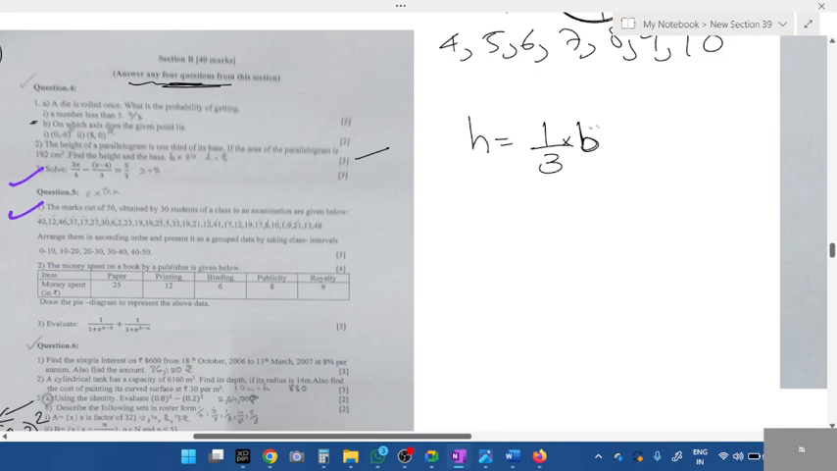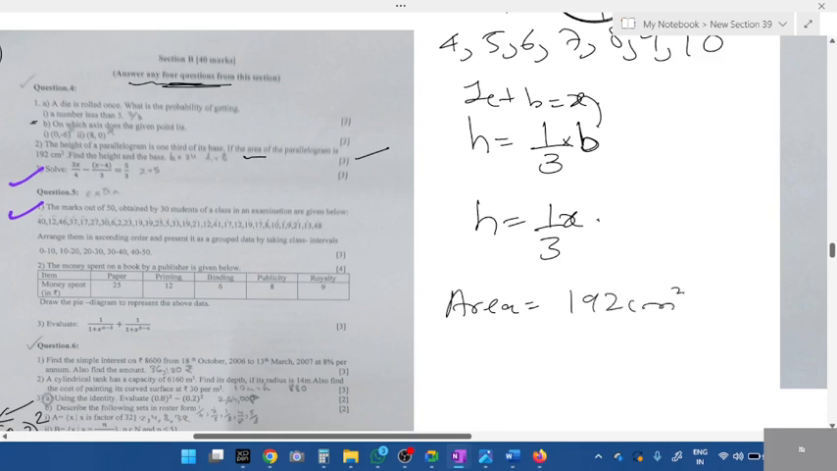So this B comes on the right hand side. Take B as x, right? Let B be equal to x. So h is equal to 1 by 3x. Next. What is the value mentioned here? If the area of the parallelogram is 192 centimeter square. They have asked us to find the height and base.